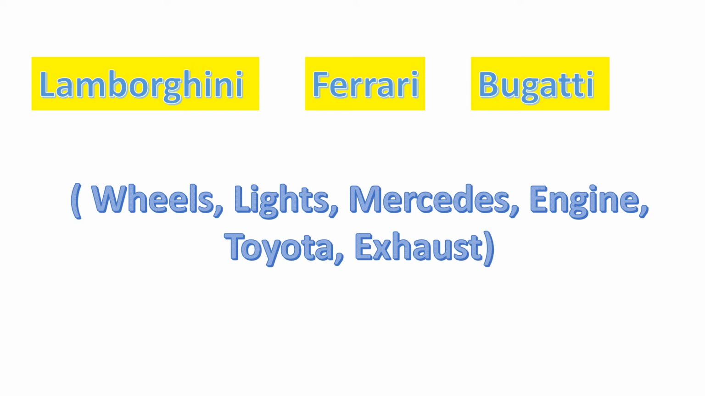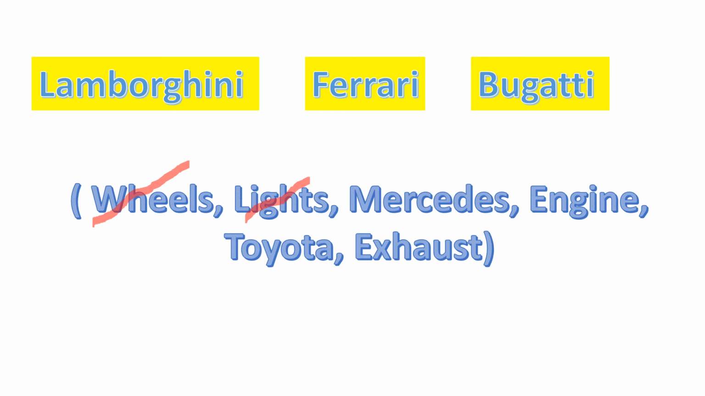So the first word is wheels. Is wheels a type of car? No, it's not. Even though every car has a wheel, wheels is not a type of car. So we can eliminate that option. What about the next one? Lights. All cars have lights, but is lights a type of car? No, it's not. So we can eliminate lights.